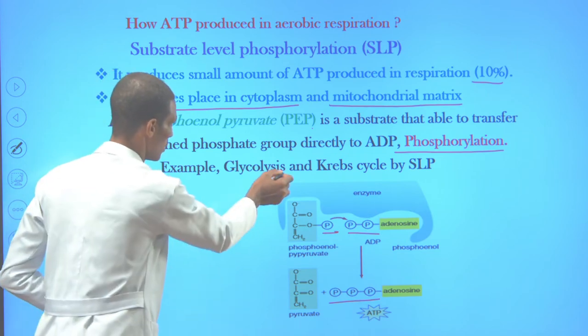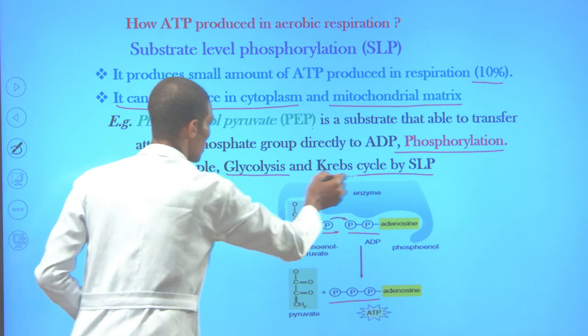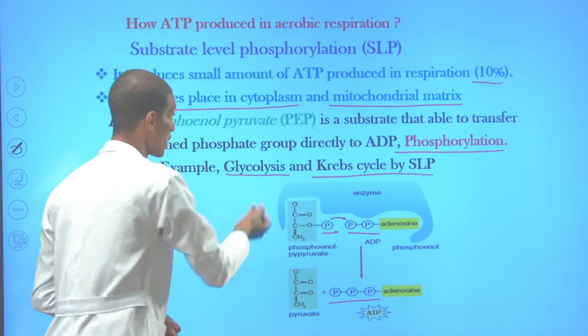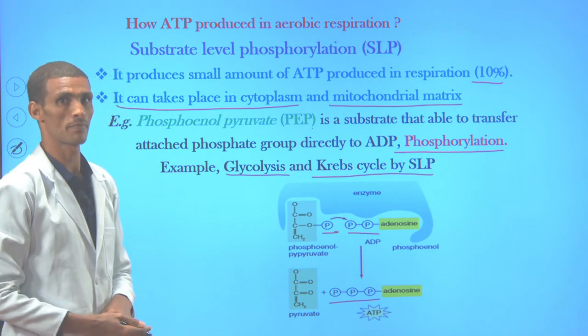For example, the process of glycolysis and the process of the Krebs cycle produce energy. The energy that is produced can involve substrate level phosphorylation.